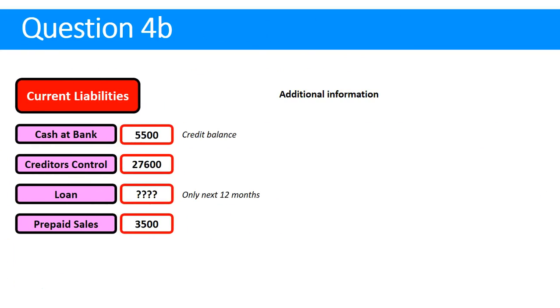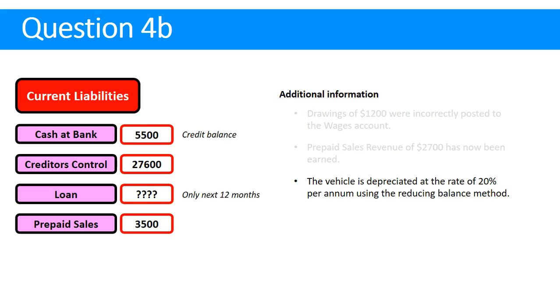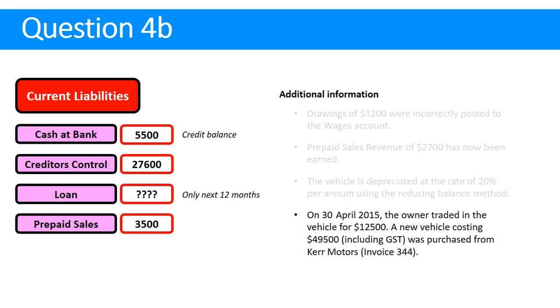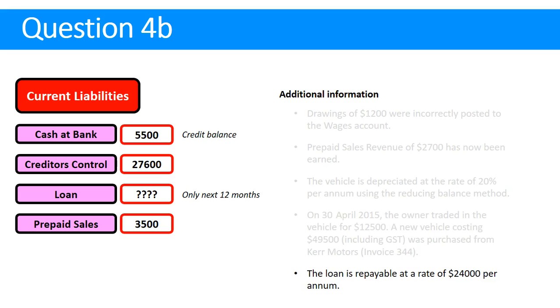If we go forward, let's have a look at the additional information and figure out what we need to do to these numbers to get it right. The first one we were told was there were drawings of 1,200 incorrectly posted to wages. If we look at our answer to 4a, we didn't actually do anything that affected any of these ledgers. Our second adjustment was prepaid sales revenue of $2,700 has now been earned. We had the vehicle being depreciated, we had the vehicle being traded in, and then we were told the loan is repayable at a rate of $24,000.